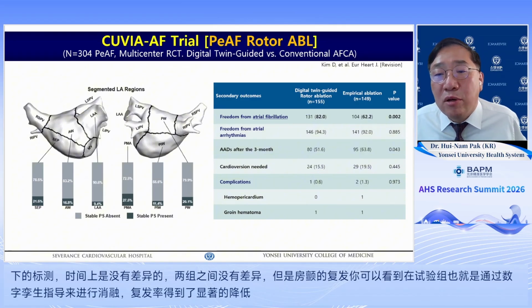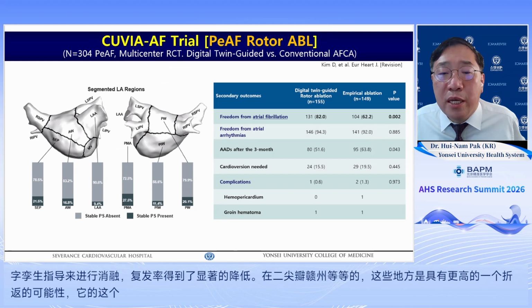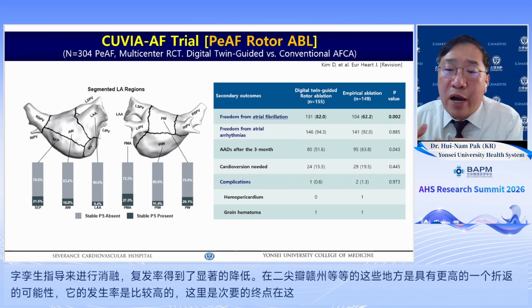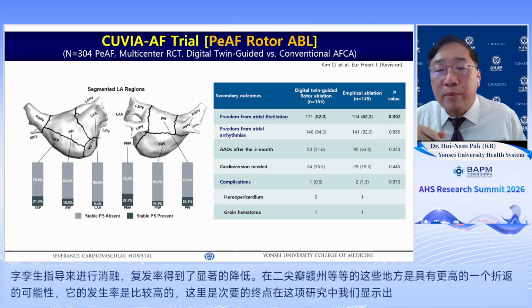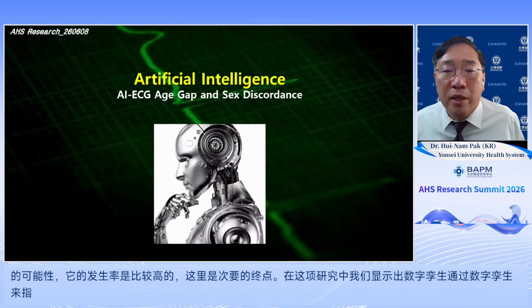Regarding secondary outcomes, there was no difference between the 2 groups in pure AF recurrence, antiarrhythmic drug use, cardioversion, and complication rates. Therefore, in this study, we demonstrate that digital twin-guided stable rotor ablation provides an additional benefit for rhythm outcome compared with PV isolation alone.